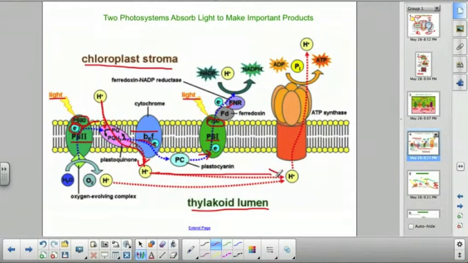Okay, so those protons are then eventually going to be used, and we'll talk about where these ones come from in a second, but those protons are going to be used to go through ATP synthase to help make the ATP. Okay, so again, we're going to store up a bunch of potential energy. Eventually, ATP synthase is going to open up, and those protons are going to rush through. Kinetic energy is going to turn the ATP synthase.